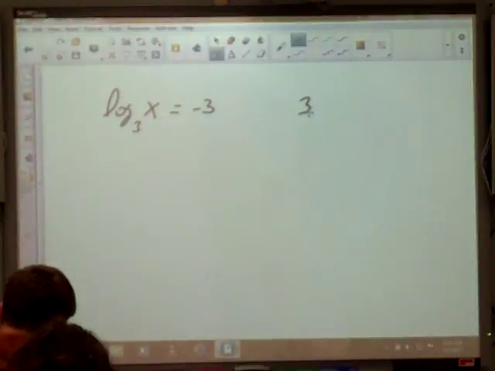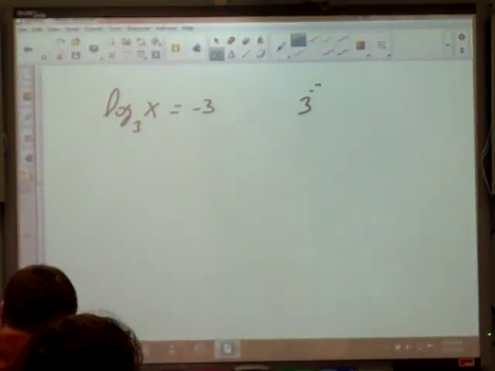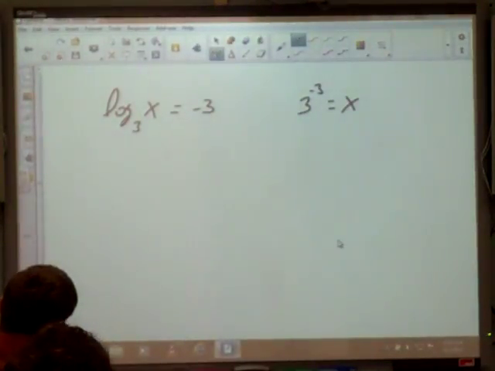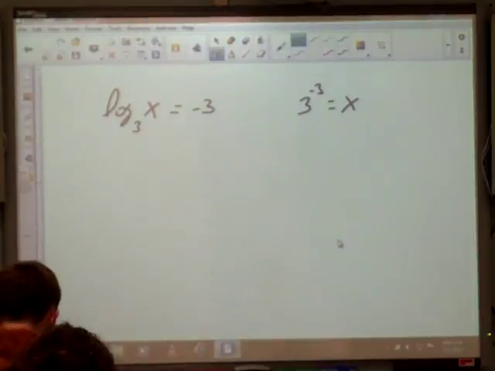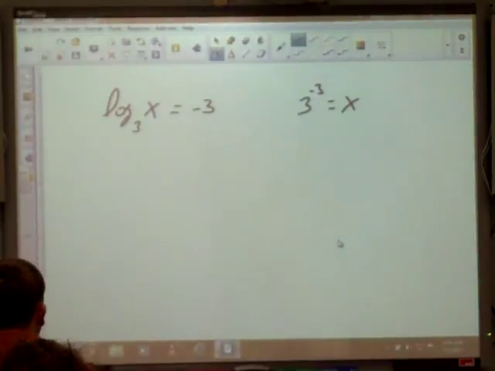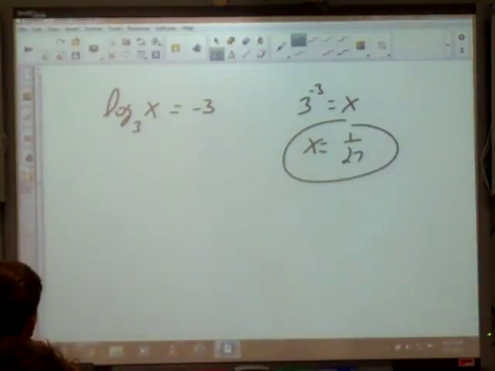3. Valentina's the only one that knows the base. There you go, Valentina and Angie. Good job. And now you can calculate that. You need to do it in the calculator or in your head. Either one, it's pretty easy because you know 3 cubed is 27. And since it's a negative, what happens when you have a negative power? It goes on the bottom and becomes positive.